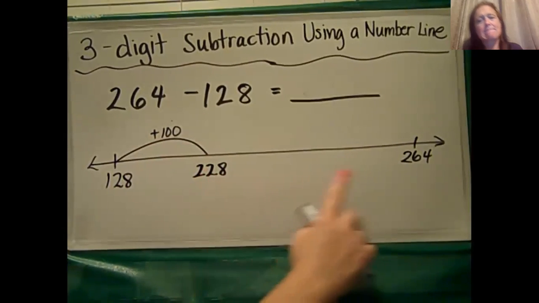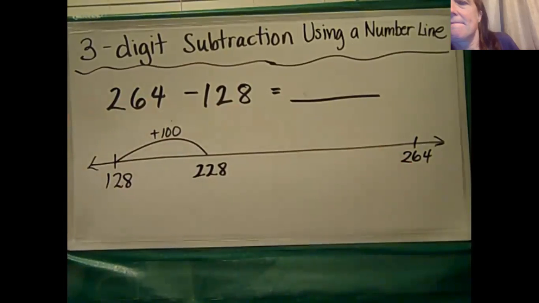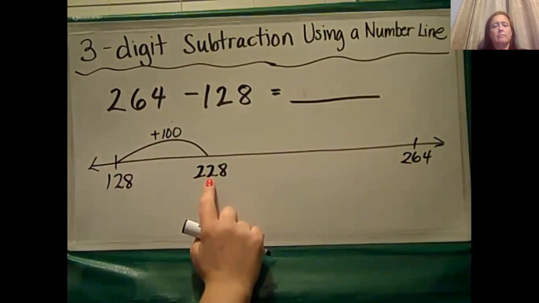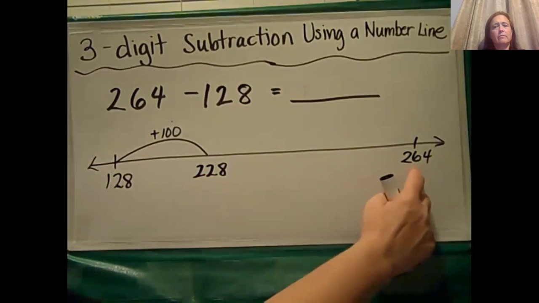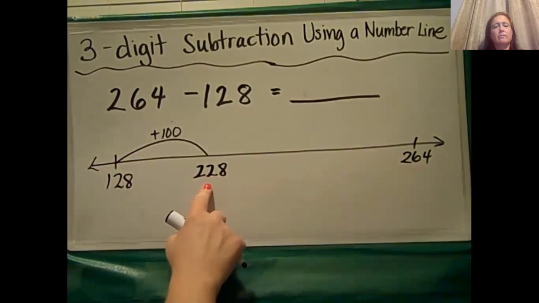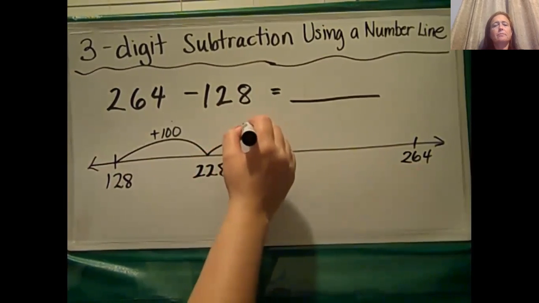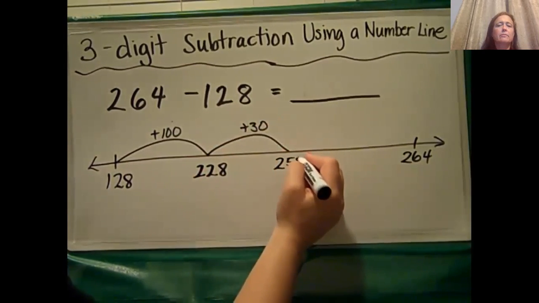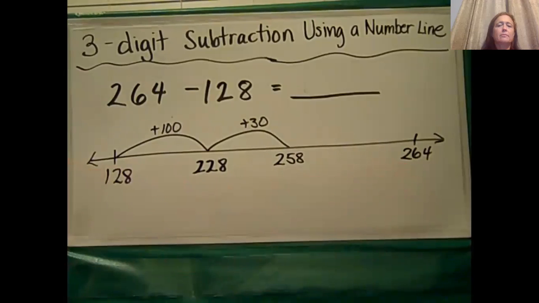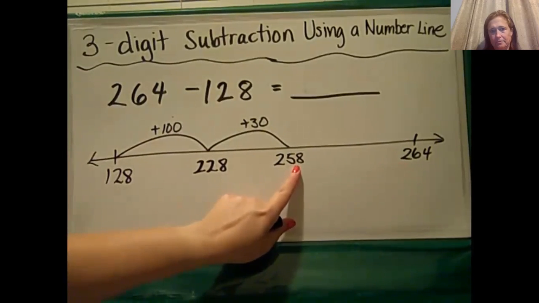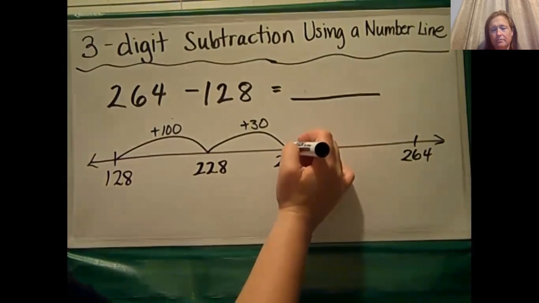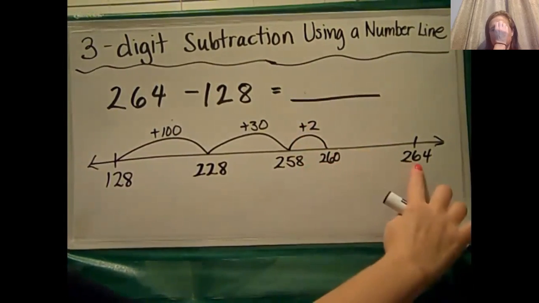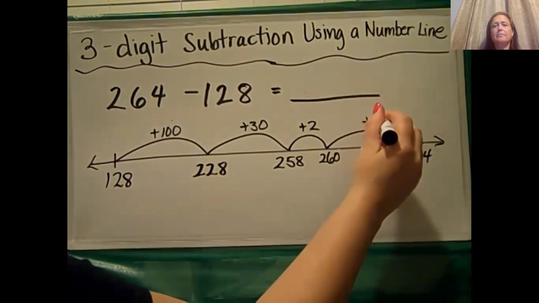So at 228, and I need to get somewhere to 264, I know that if I hop 40, that would get me to 268, and that's going to be too much. So I'm going to just hop 30. And if I add 30 to my 228, that will give me 258. I'm getting closer to 264. To make it easier, I know if I hop 2 more, I'll get to 260. So I'm going to add 2. And I land on 260. And now I know I only have 4 more to go. So I'm going to add 4.